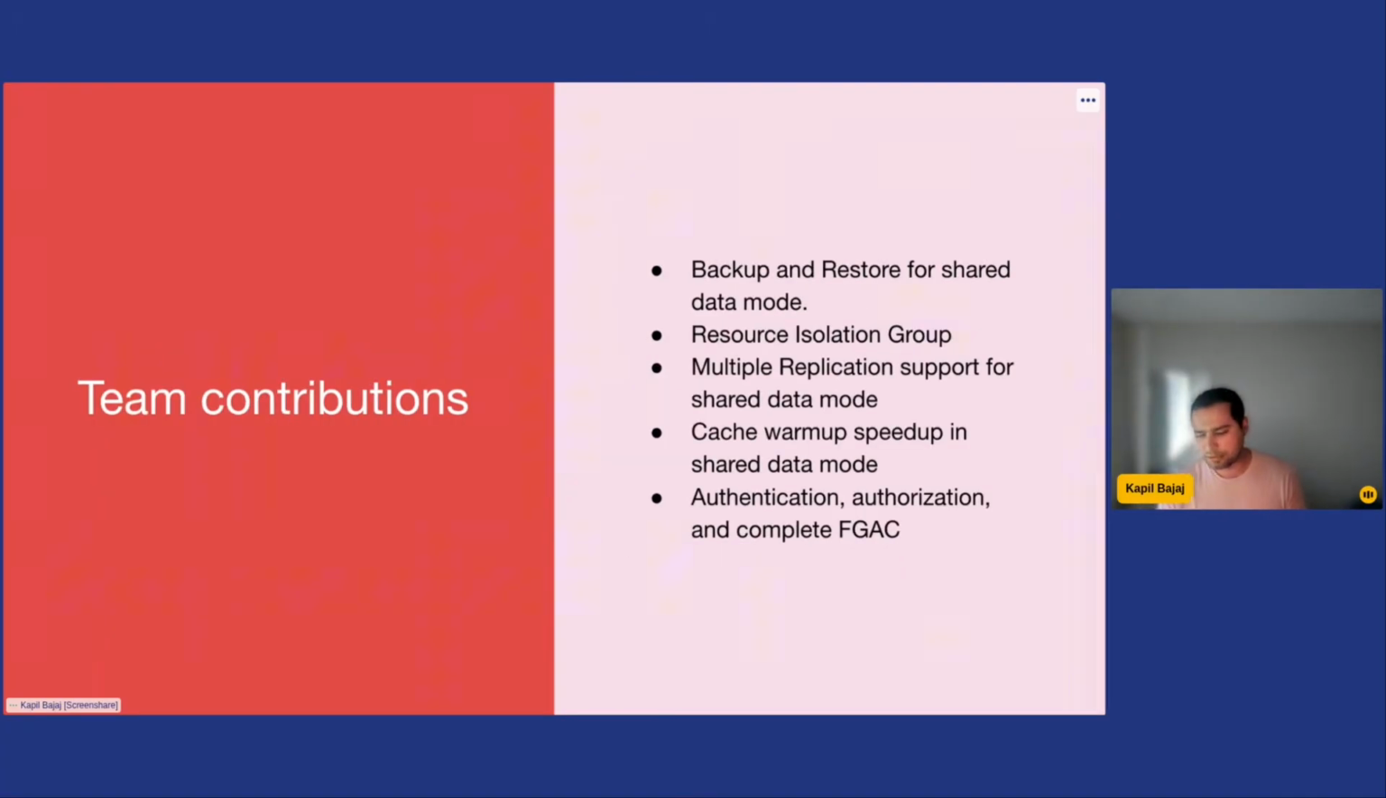While working with the StarRocks team, we also try to give back or add features, at least internally, which we needed. So we added a bunch of things like backup and restore for shared data mode. We added resource isolation, which was a huge deal for the ads reporting use case. We added multiple replication support. We looked at cache warm up speed up. We had to do a few things related to AFCAC and privacy. So over time, we have added a few things internally.